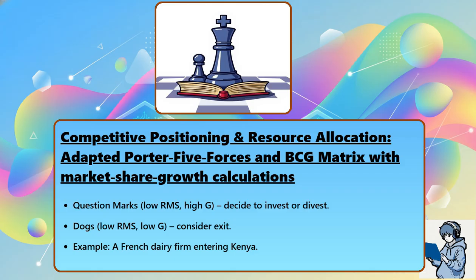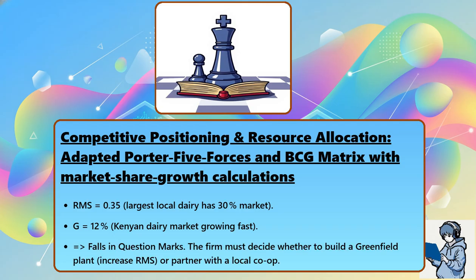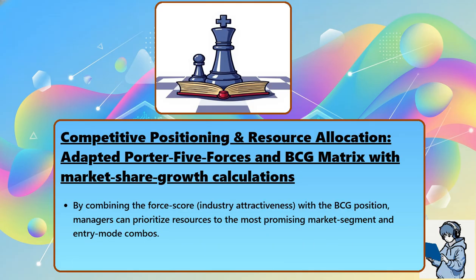Example: a French dairy firm entering Kenya. RMS equals 0.35; the largest local dairy has 30% of the market. G equals 12%, Kenyan dairy market growing fast. Falls in question marks. The firm must decide whether to build a greenfield plant to increase RMS or partner with a local co-op. By combining the four-score industry attractiveness with the BCG position, managers can prioritize resources to the most promising market segment and entry mode combos.